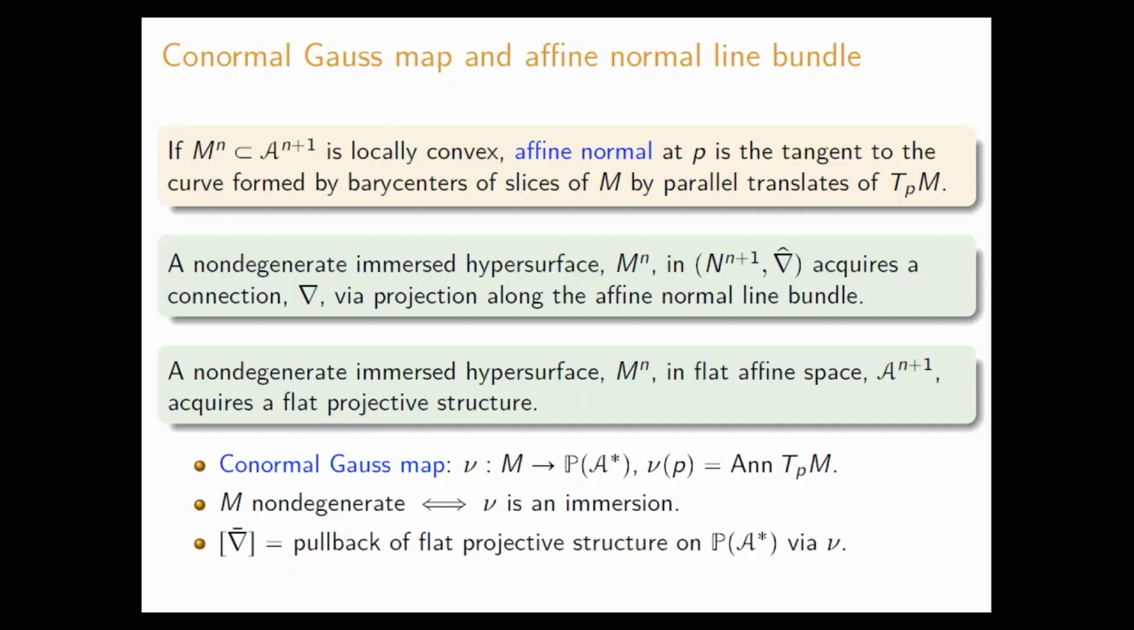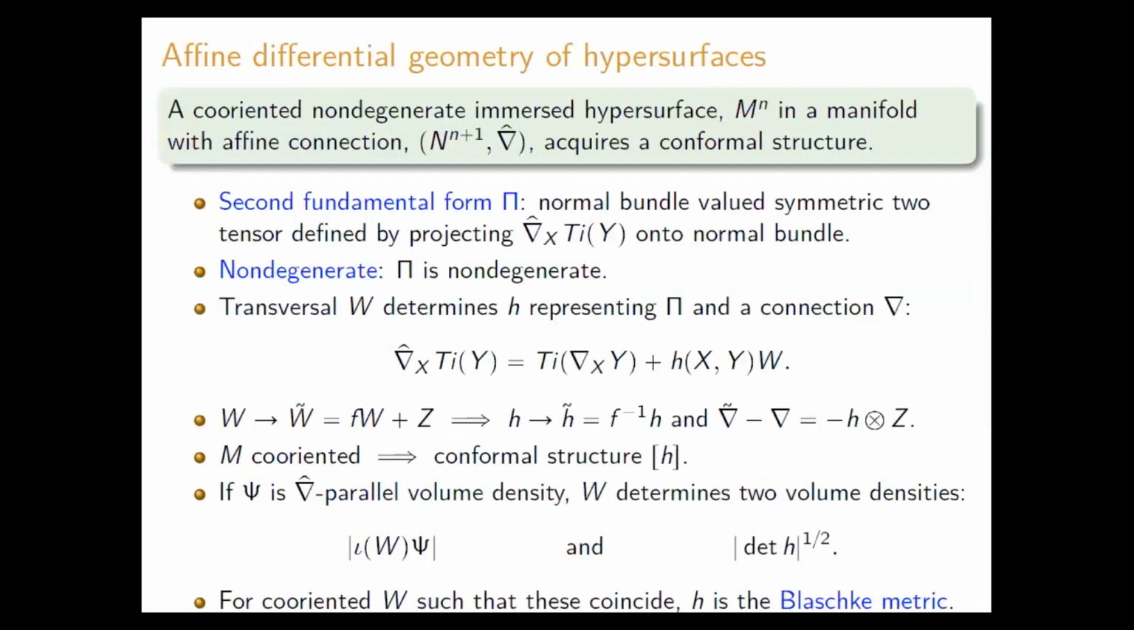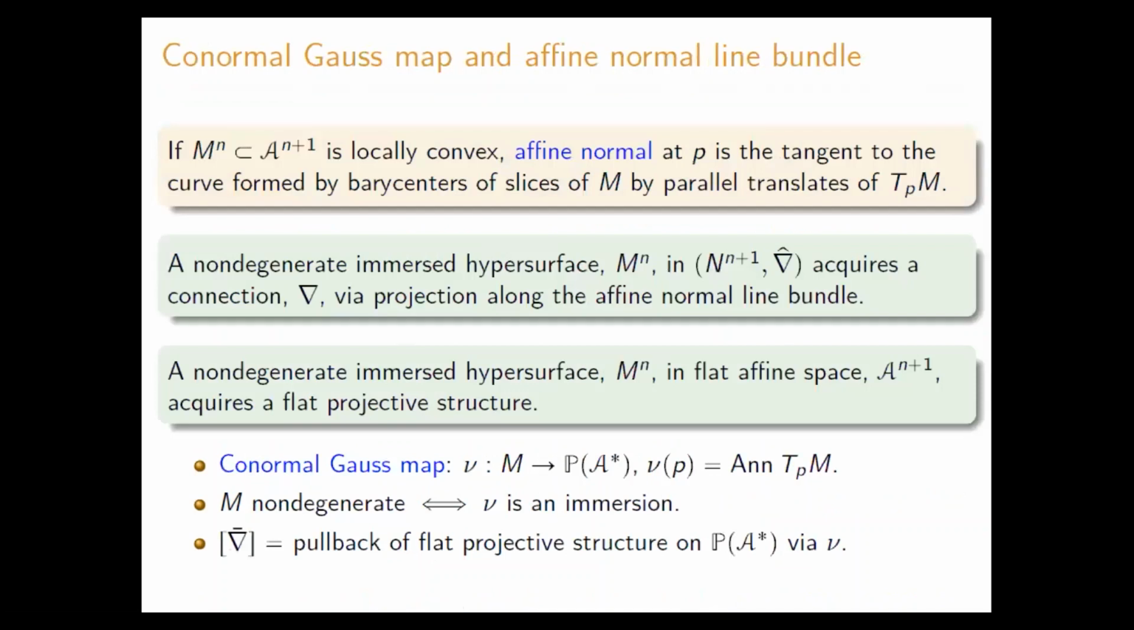And so once you have this affine normal, because this change doesn't depend on the scaling, it really only depends on the span of W, I get a canonical connection on the hypersurface. It doesn't have a standard name. If my ambient space is actually flat affine space, I get a second canonical connection, or really a projective structure.